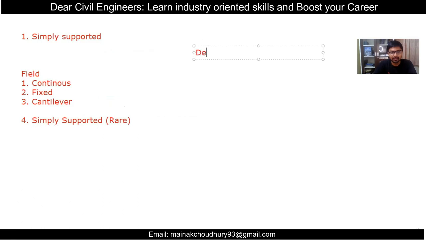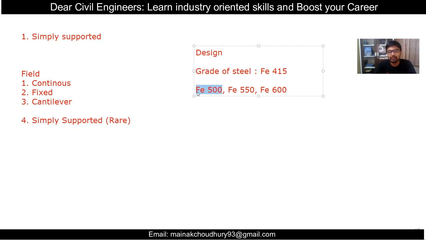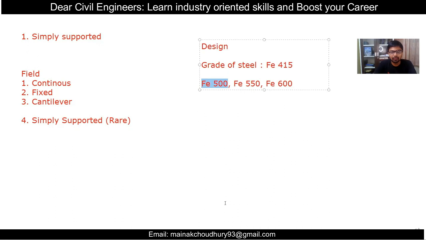Another thing: in design, in all the standard textbooks, we always take the grade of steel as Fe 415. But Fe 415 steel is not available, it is long gone. Currently in the market, Fe 500 is available, Fe 550 is available, and Tata has also launched Fe 600. Others will also launch eventually. So these are the three grades available in the market, and mostly you will deal with Fe 500. You might ask why the textbooks have not been updated, but that is another question. Mostly you will find designs with these three grades of steel.